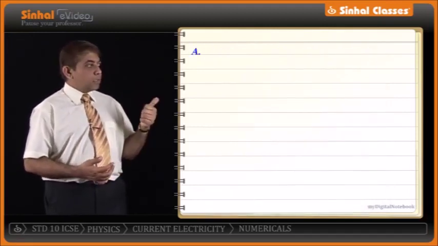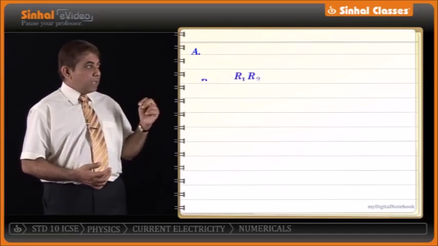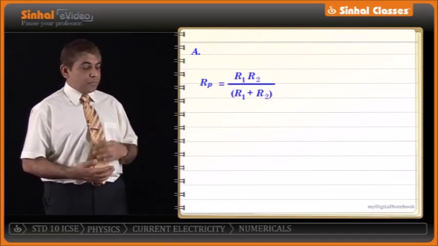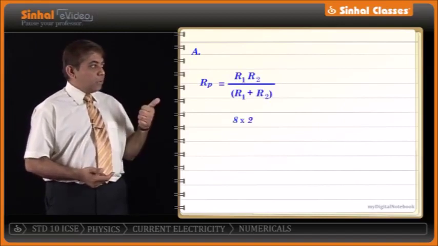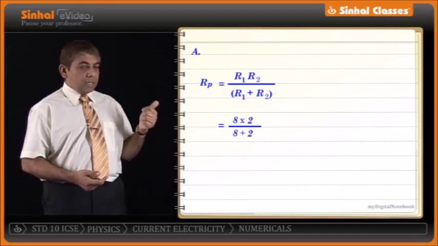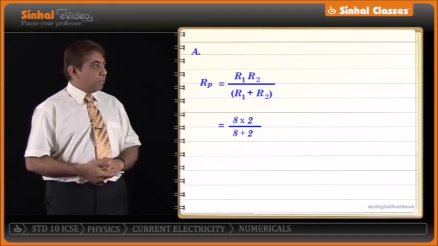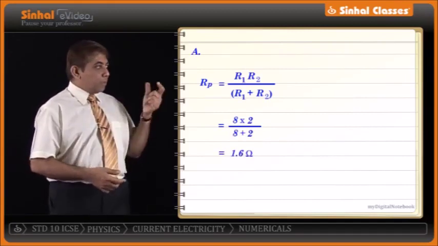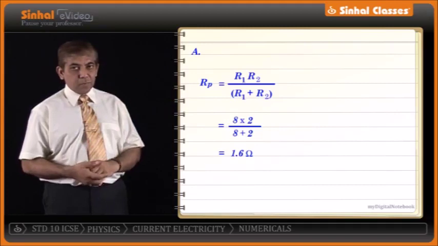So I get the equivalent resistance for the parallel network as R1 R2 upon R1 plus R2. As I said, it is LCM and reciprocal. So if I substitute the values, I get 8 multiplied by 2 divided by 8 plus 2, which works out to be 1.6 ohm. So I get the resistance in parallel as 1.6 ohm.